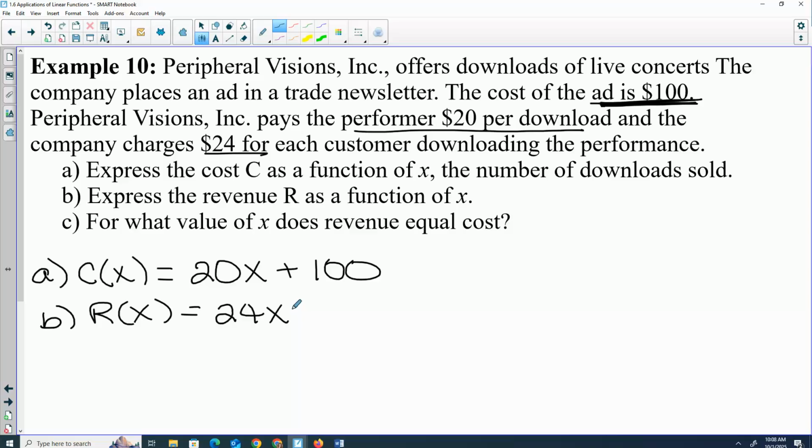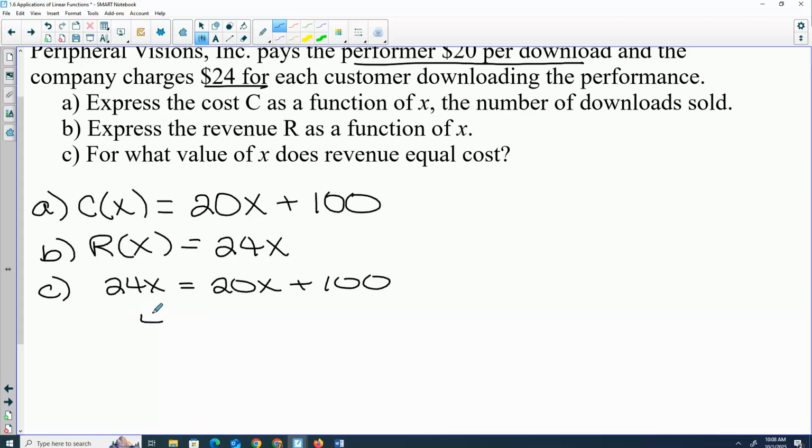All right. C. For what value of X does revenue equal cost? So this is sometimes called the break-even point. When would you break even? I want my revenue, which was 24X, to equal my cost, which was 20X plus 100.